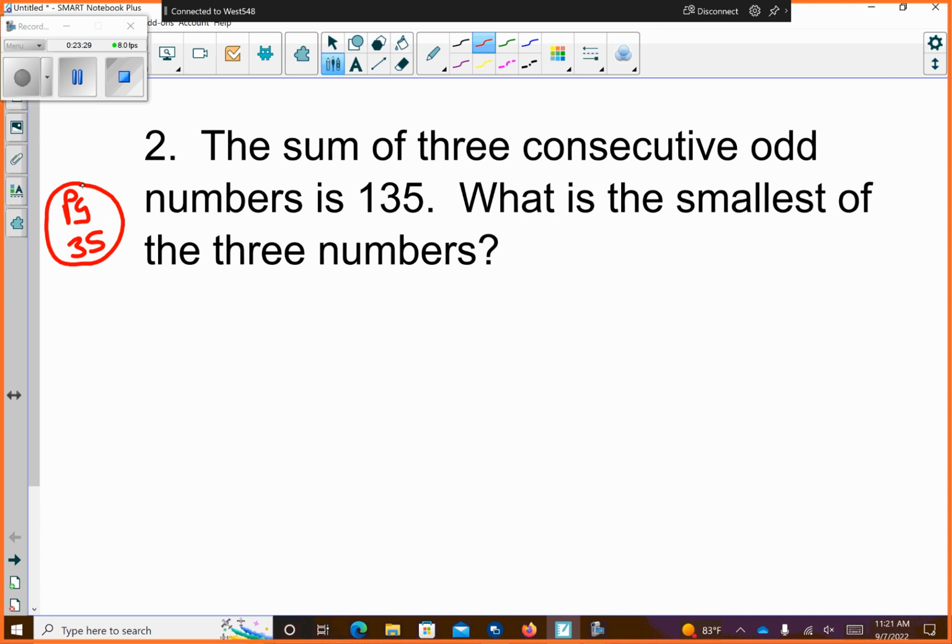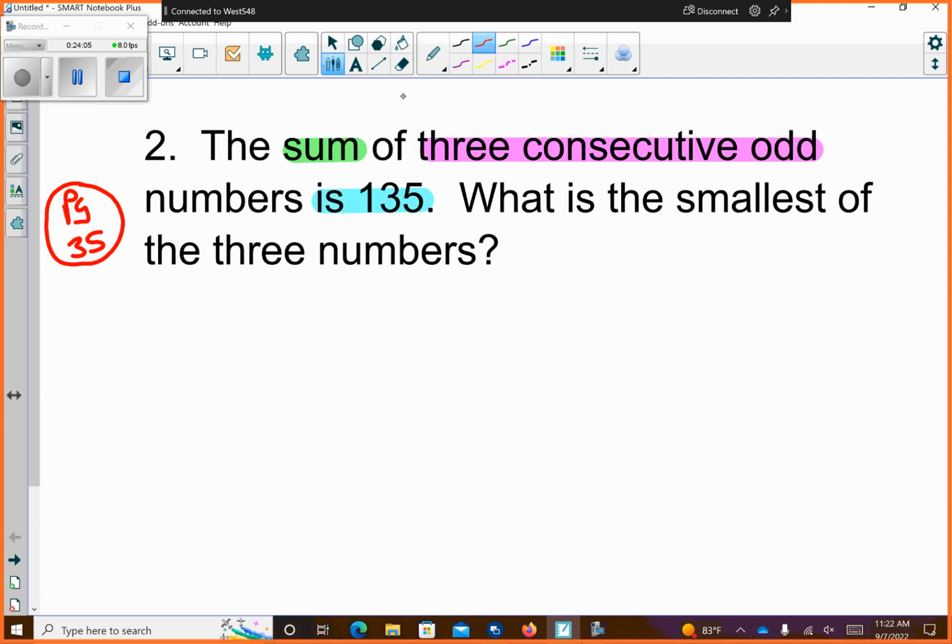It says the sum of 3 consecutive odd numbers is 135. Oh, but this has a little curveball. What is the smallest of the 3 numbers? Ooh, okay. So hang on. An important word up here is sum. Agree? 3 consecutive odd is 135. Okay. So we talked about this just now.